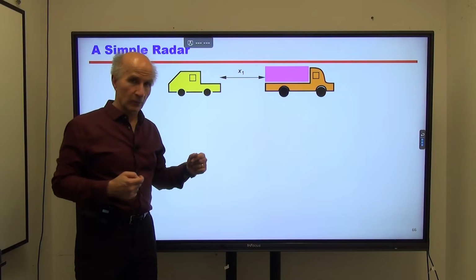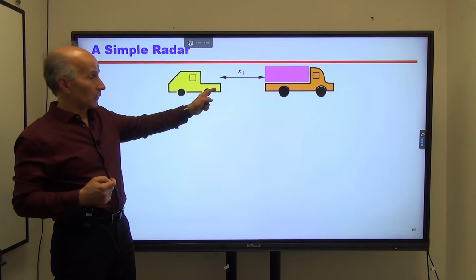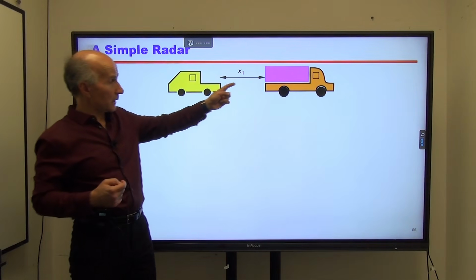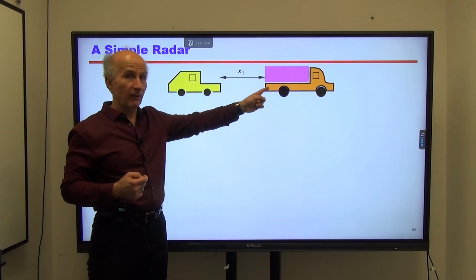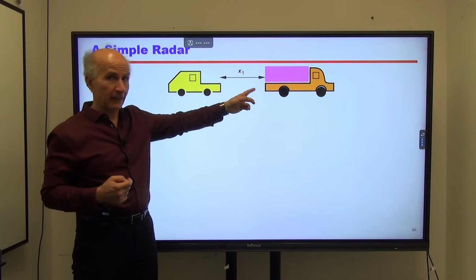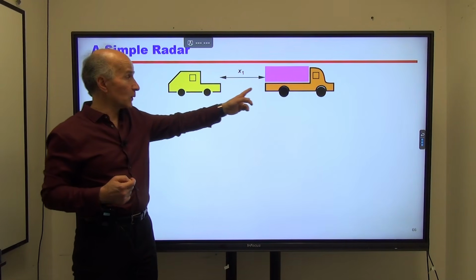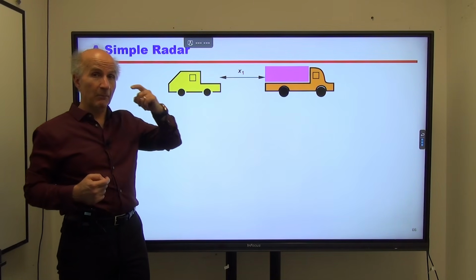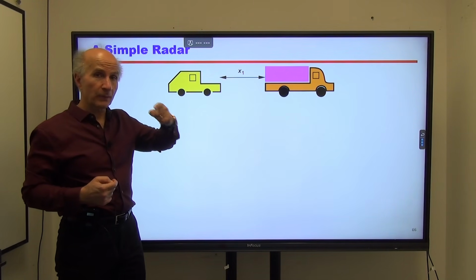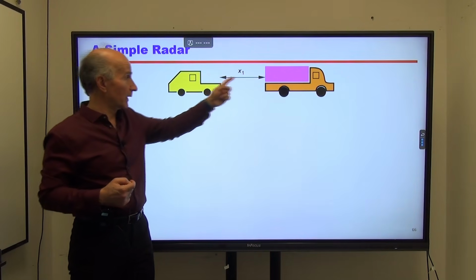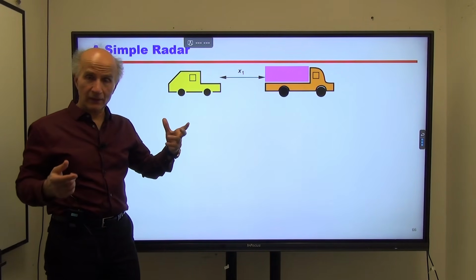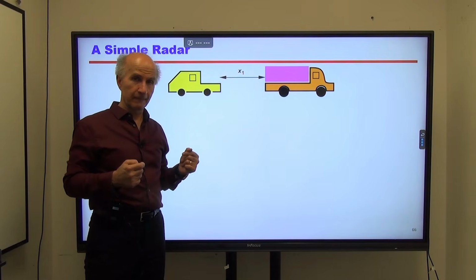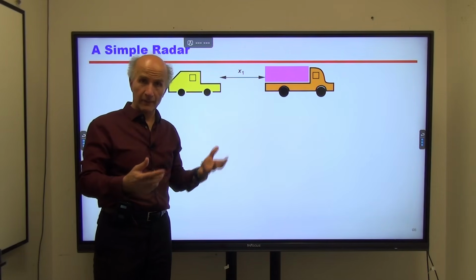So here's what we're going to do. We generate an electromagnetic wave, a radio wave here. The radio wave propagates x1 meters, then is reflected from the truck and comes back and propagates another x1 meters before it comes back to this point. So if I can measure the round trip time, the time that it takes to go there and come back, with that time and with the speed of light, I can figure out x1. So let's build a little system that can do this.